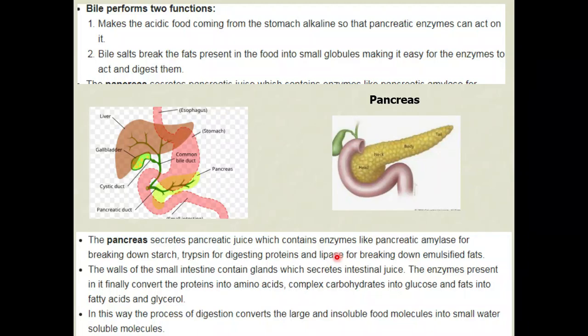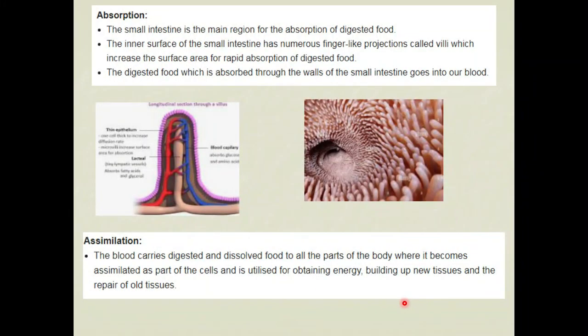Now the walls of the small intestine contain glands which secrete intestinal juice. So the enzymes present in it finally convert the protein into amino acids, complex carbohydrates into glucose, and fats into fatty acids and glycerol. So in this way the process of digestion converts the large and insoluble food particles into smaller soluble materials.